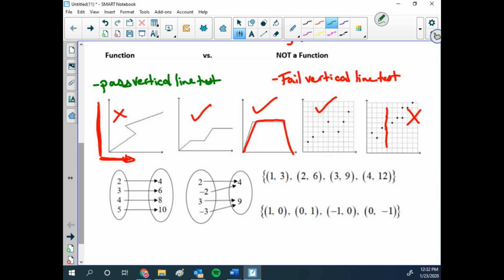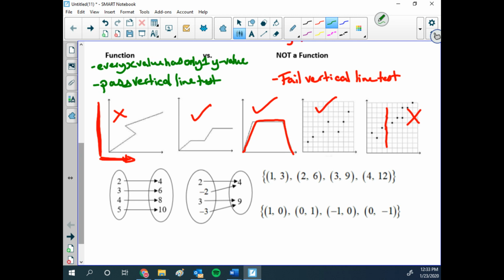Yeah, exactly. So every x value has only one y value. Every x value has only one y value. So if there's a point at (1, 3) and (1, 5), that x value of 1 has two different y values, of 5 and 7. So therefore, that would not be a function.